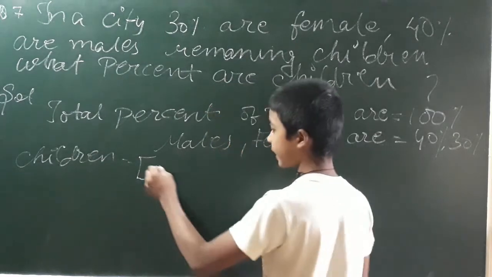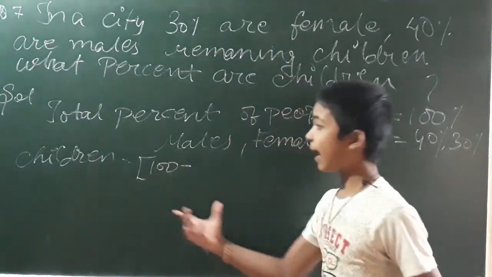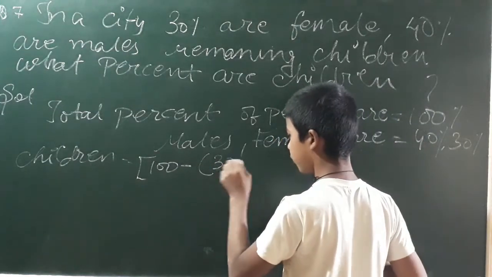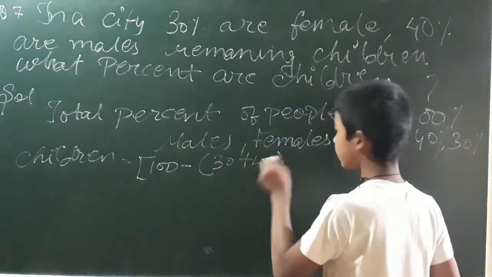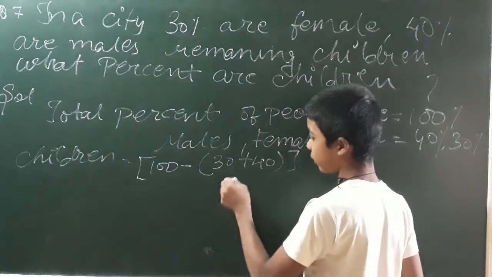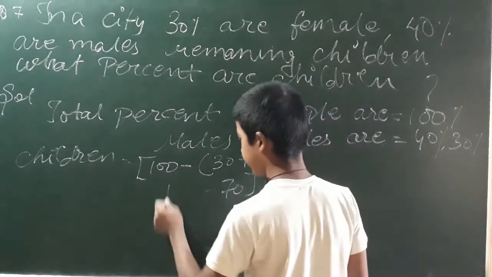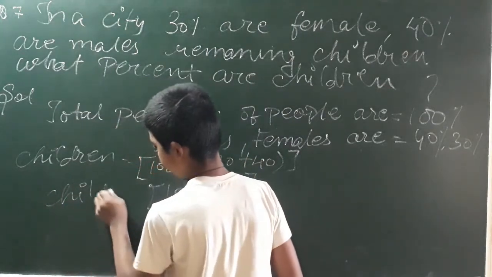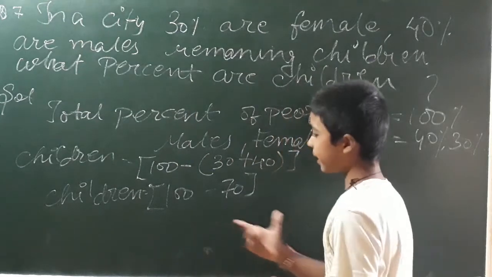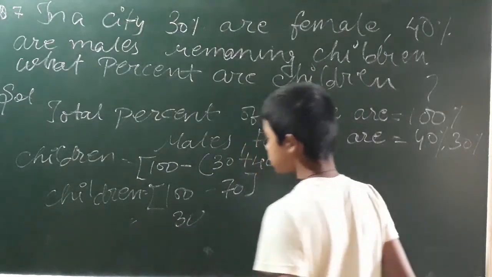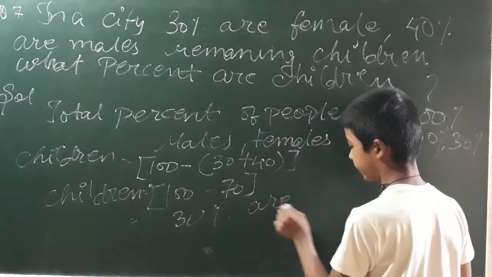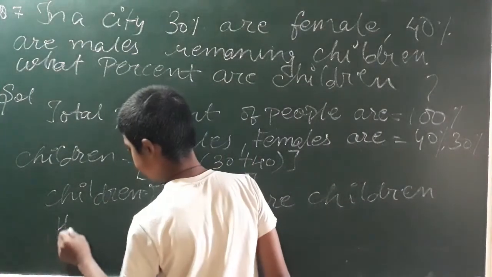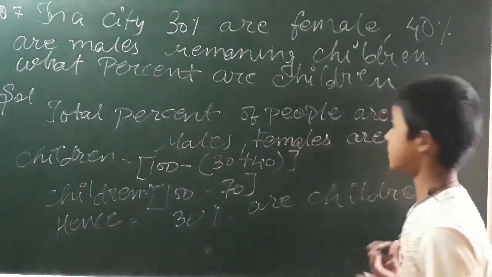We will write a big bracket, and now what do we write? 100 minus, we are finding the number of children. So 100 minus, small bracket, 30 plus 40, and big bracket close. So 30 plus 40, what will it be? 70. Children is equal to 100 minus 70, which is equal to 30. So hence, 30% are children. You can take a screenshot also.